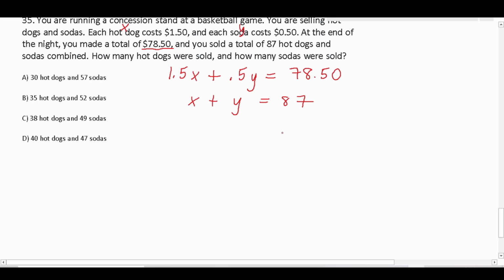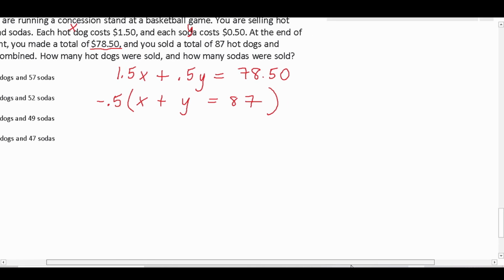I think using the elimination method is the easiest. And that says take one of the equations, multiply it by a constant, add it to the other equation so that you can eliminate one of the variables. So if I take this second equation and multiply it by negative 0.5, that will let me eliminate this y variable. So let's go ahead and see what that looks like.